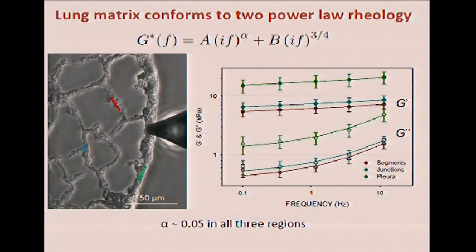We also fitted a well-established dynamical model for cells to our data in order to get an estimation of this power law exponent, and we get 0.05 for all 3 regions.